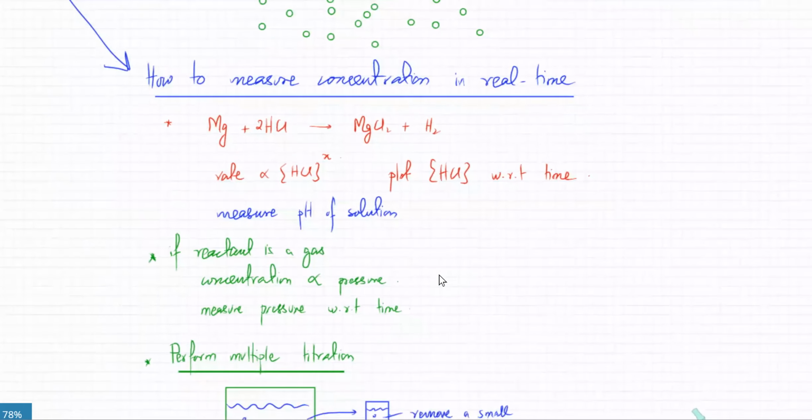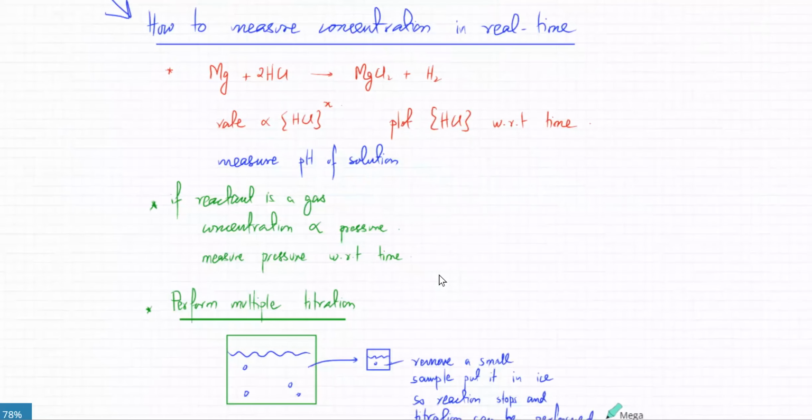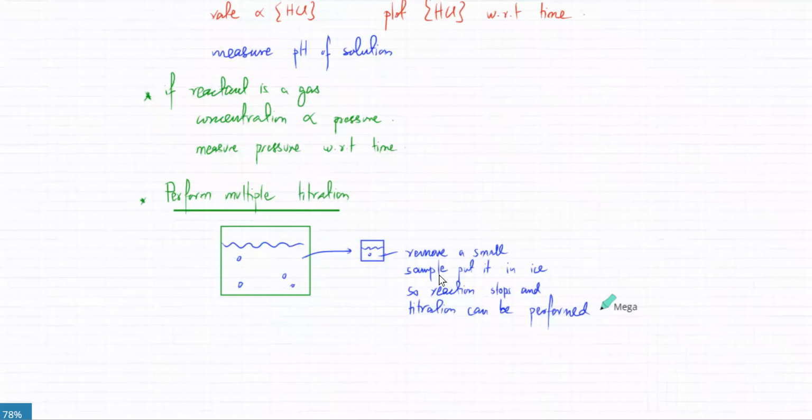And how do you measure the concentration in real time? I told you that you can measure the pH, if the reactant involves a base or an acid. You can measure the pressure of a gas if the reactant is a gas. If it gets used up, the pressure of the gas would also decrease. Or you can just continuously take the sample out and perform multiple titrations, and then measure the concentration with respect to time.